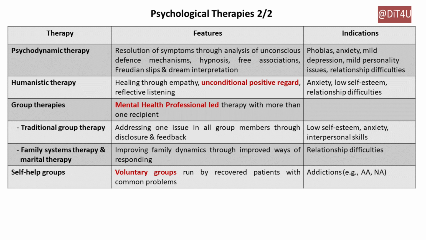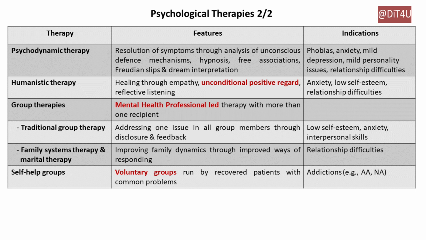Group therapy: a mental health professional leads the therapy with more than one recipient, okay, not just one patient. That could be supportive psychotherapy, or psychodynamic, or CBT. This is group therapy, so you need more than one patient. Traditional group therapy addresses one issue in all group members through disclosure and feedback. One issue is tackled, such as low self-esteem, anxiety, or IPT, that is interpersonal skills.